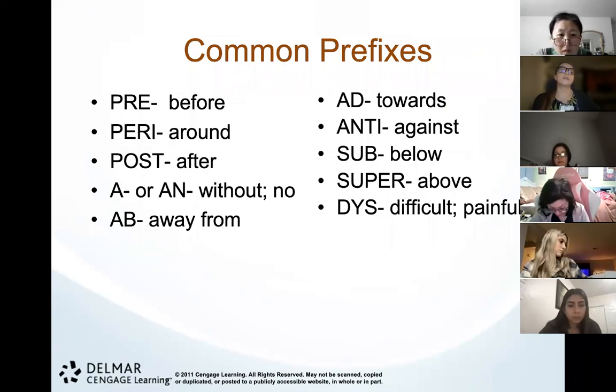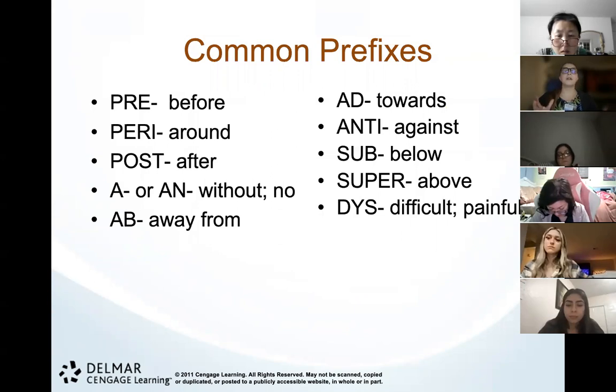We can also use the term a or an, which means without or to not have. And ab can be away from. Ad would mean towards. Anti is against. Sub would be below versus super is the opposite, being above. And dis means difficult or painful.